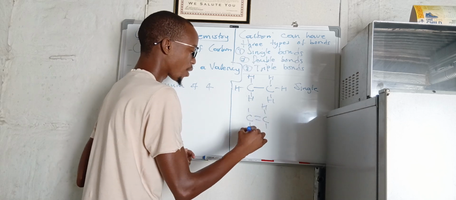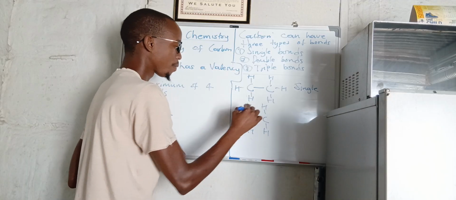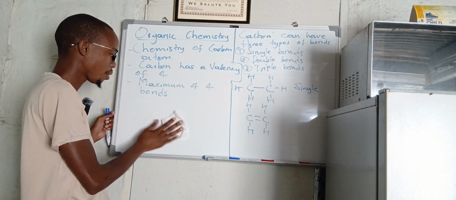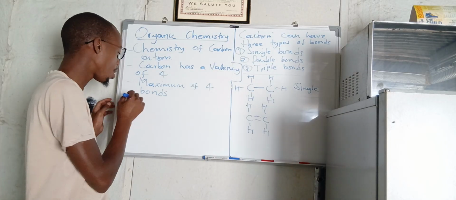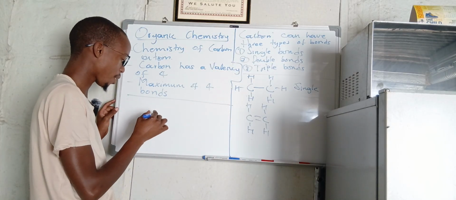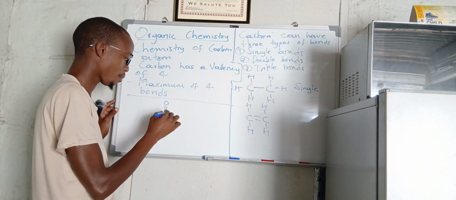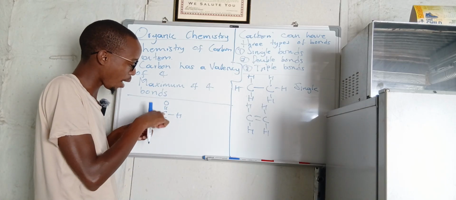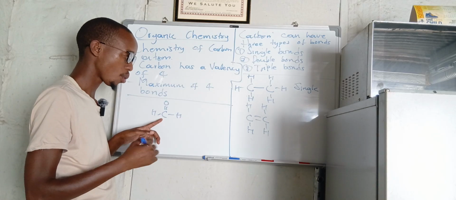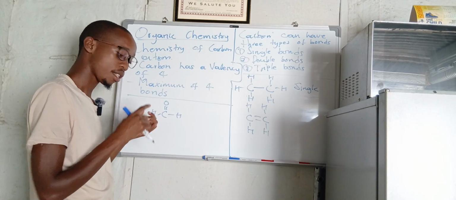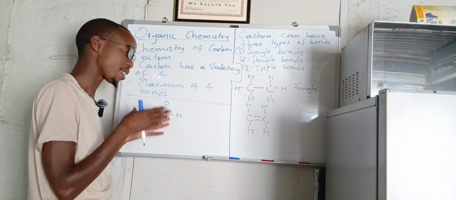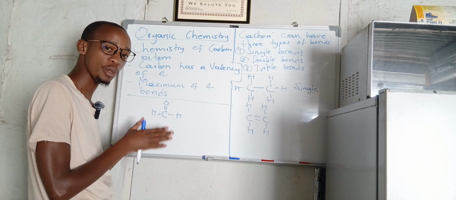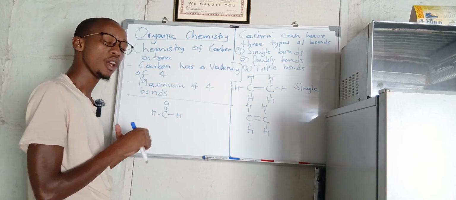This is an example of a double bond between carbon and carbon. And then another double bond that can be seen between carbon and a different element, which is not carbon. It is something like this. There is a double bond between carbon and oxygen. So in a nutshell, carbon can have a single bond with carbon, and a double bond between carbon and other elements like oxygen.